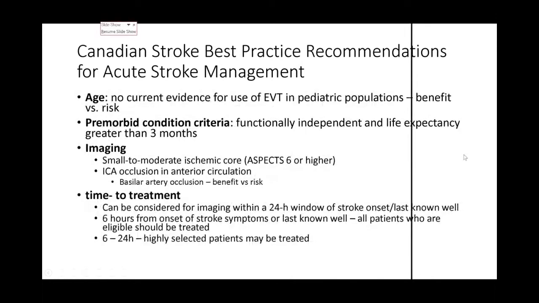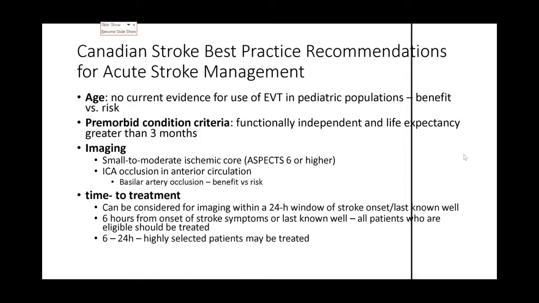In terms of indications for EVT, there is no current evidence for use of EVT in pediatric populations. So every individual case should be assessed for the benefit versus risk for EVT. Premorbid condition criteria: the patient should be functionally independent and life expectancy should be greater than 3 months to be indicated for EVT. For imaging, EVT is for small to moderate ischemic core and ICA occlusion in the anterior circulation. And for basilar artery occlusion, again, it's on an individual basis, and they should look at the benefit versus risk ratio.